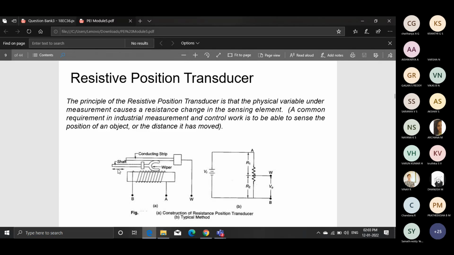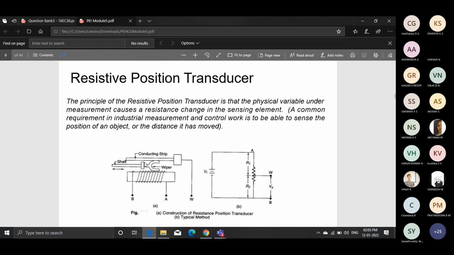See, the shaft keeps moving left to right, that's what the arrow mark indicates. Where exactly it gets contact, based on that we are able to measure the resistance. Resistance is measured from point A to point B. If it is very close to A, resistance is less. If it keeps moving towards B, resistance keeps on increasing. Based on that, we are able to check the resistance of that particular device.